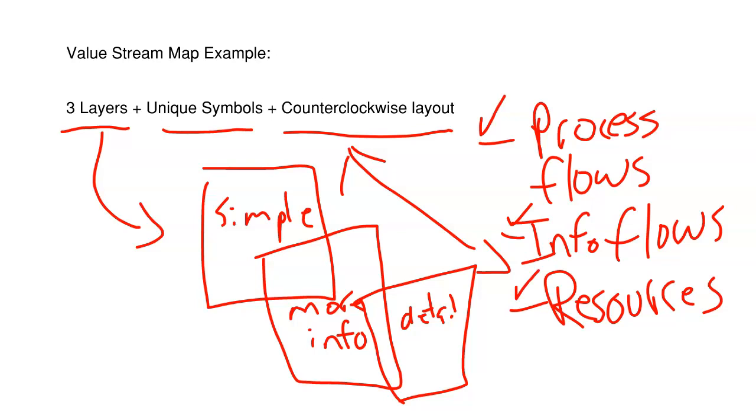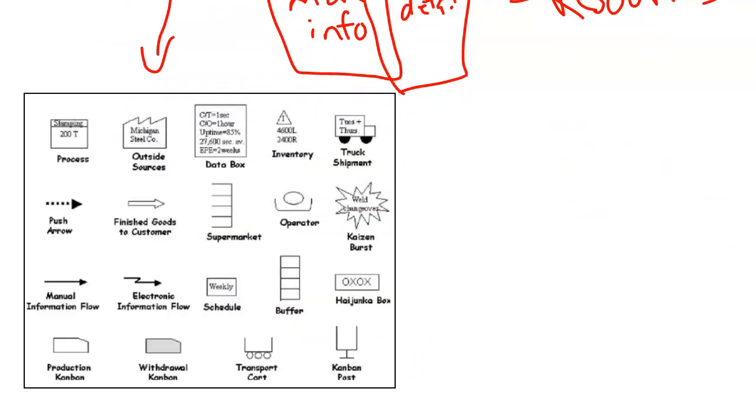Now let's take a look at what the symbols are. And I'm going to bring this down. I think what you're going to notice from these symbols is that they're all pretty new to what we've been discussing. Well, there are a couple that you might have seen before, like the standard rectangle to describe a cycle time process step.